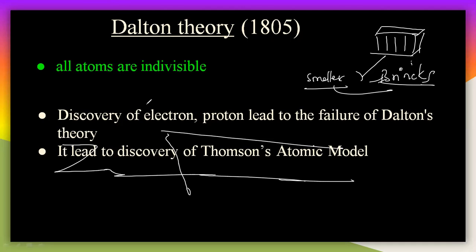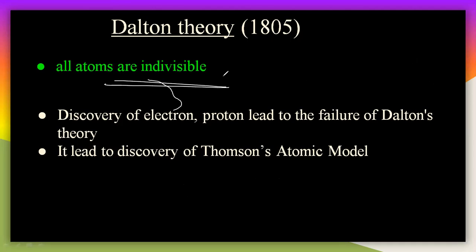So you can easily understand here. Dalton told that the atom is indivisible, that means you cannot divide the particular atom. But later on, many scientists discovered the electron, proton, and neutron. If they discovered these subatomic particles, then we can divide the atom into constituent particles like electron, proton, neutron. So this comes under the failure of Dalton's theory.